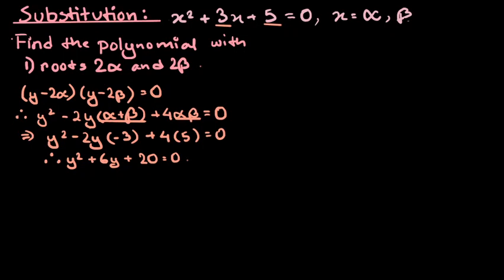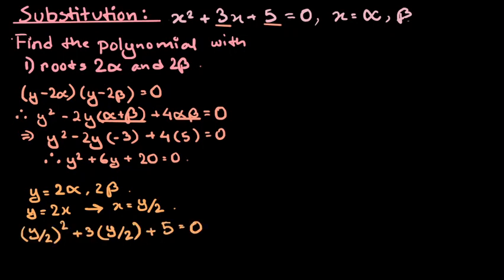We can also do this in another way. As y equals twice alpha and twice beta, and we know alpha and beta are both equal to x, we can also say y equals twice x. In other words, x equals half of y. Now substituting x equals y by 2 into our original polynomial, we again get y squared plus 6y plus 20 equals 0.